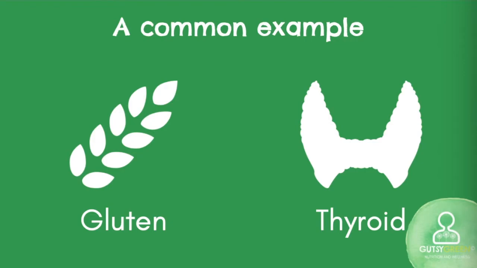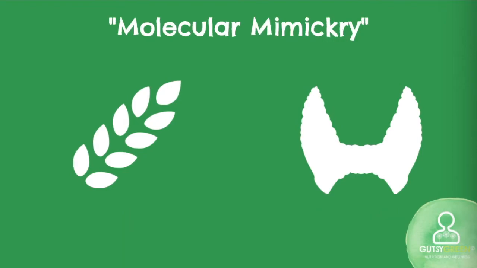A common example of this involves the protein gluten found in wheat and other grains, and the thyroid gland. Thyroid autoimmunity is highly associated with gluten sensitivity. And while gluten sensitivity is associated with many autoimmune conditions, for the thyroid, this is especially the case. In fact, for those with celiac disease, Hashimoto's disease is 4 times higher than in the general population. So why is this? A proposed explanation is via what experts term molecular mimicry.